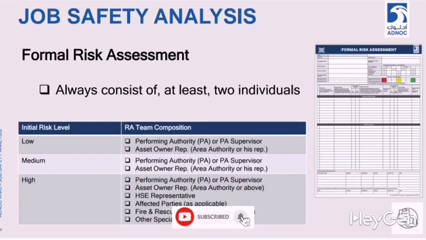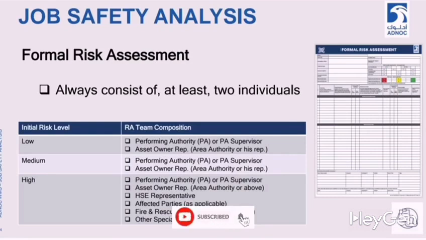If we have a low risk activity, who will be in it? There should be a PA, one of your area staff, who will be the shift controller or his representative. Even an operator can sign or approve a low risk assessment. After that comes the medium risk assessment. In this, there should be a performing authority, PA. Then your area authority should be present.